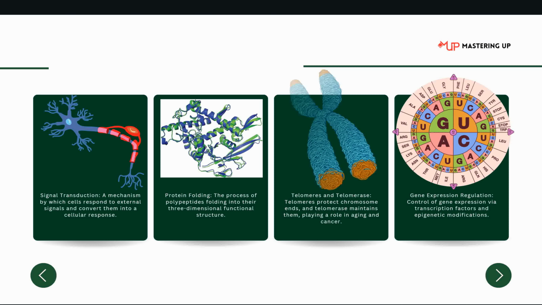Now these are some of the basic terminologies which are used in cell biology. The other terminologies include signal transduction, which is the mechanism by which cells respond to external signals and then convert them into cellular responses. Then the protein folding, the process of polypeptides folding into their three-dimensional functional structure. This is known as protein folding.